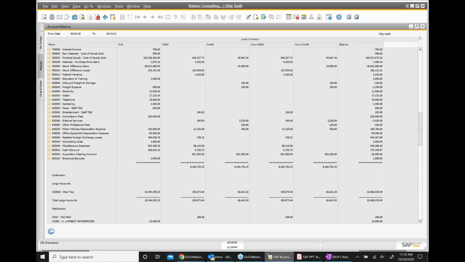As you see here, my total debit is 8160703.33. My total credit is 8160703.33. My credit and my debit match. These are for all my different general ledgers.